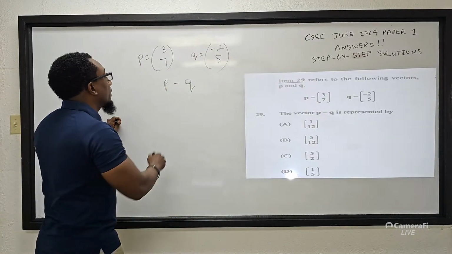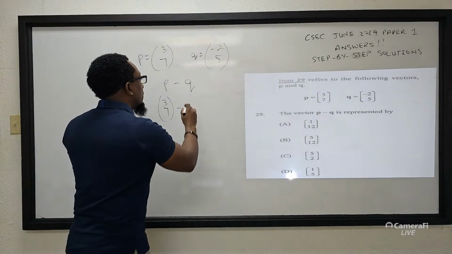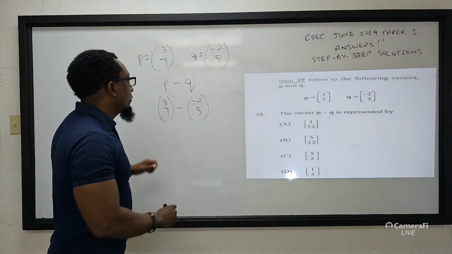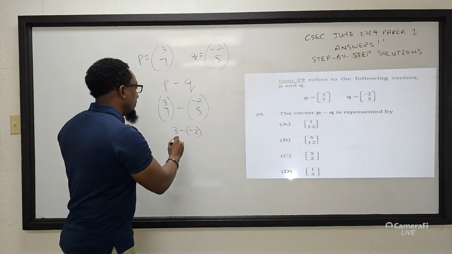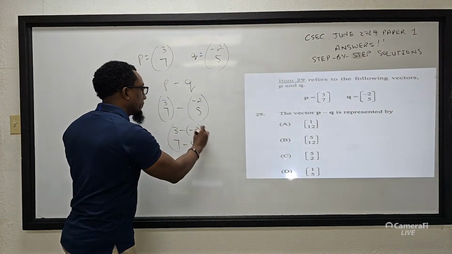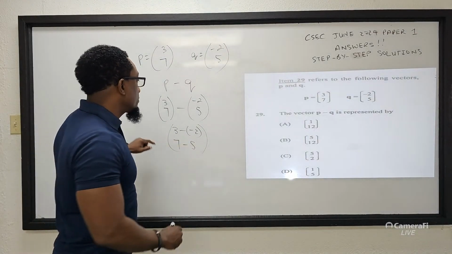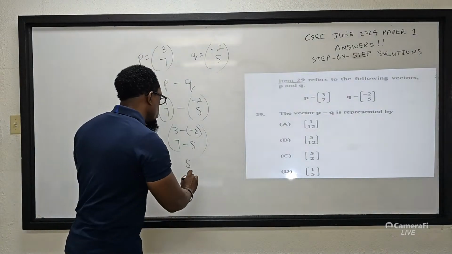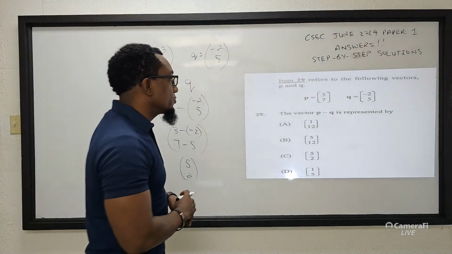So we set it up in the order. P is 3, 7, subtract vector Q, which is negative 2, 5. So this is simply 3 subtract negative 2, and this is 7 subtract 5. So we know a minus by a minus is a plus. That's 3 plus 2 is 5, and 7 minus 5 will give us 2. So the answer there is 5, 2. 29 is C.